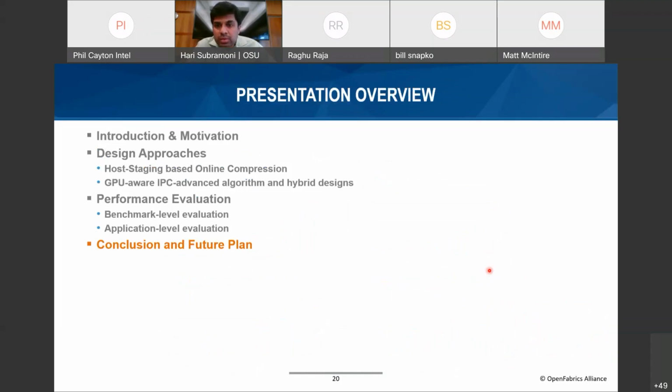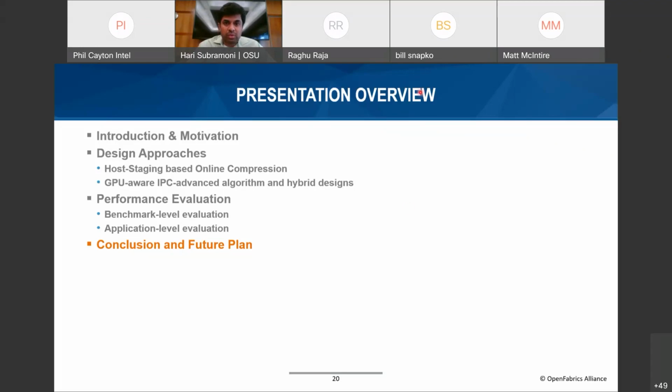Okay, I think Moshe has a question. Did you also test the combined solution, IPC plus compression? Not yet, Moshe. That design is currently being developed, and it will be available with the MVAPICH2 2.3.7 release, which is slated to be put out in about a couple of weeks or so. That will have the combined solution, and hopefully once that is done, we'll be able to present some results from that.